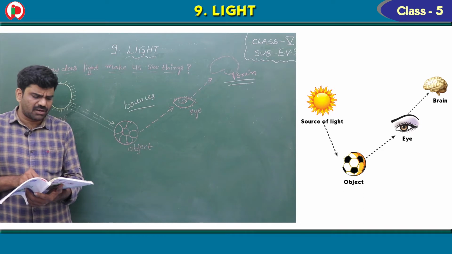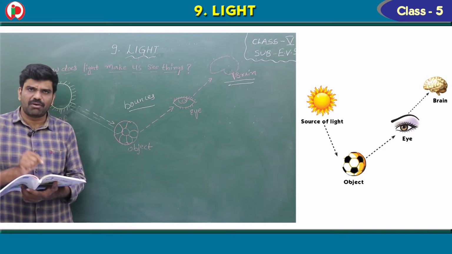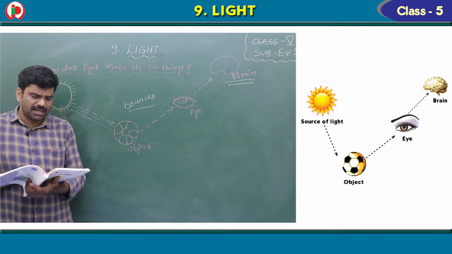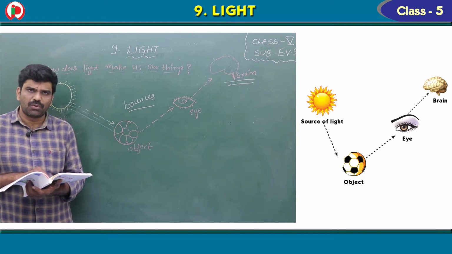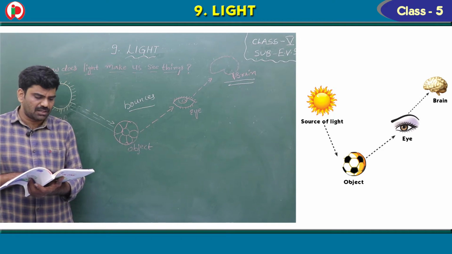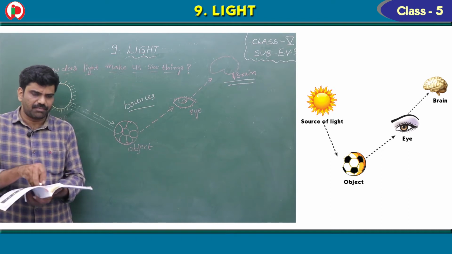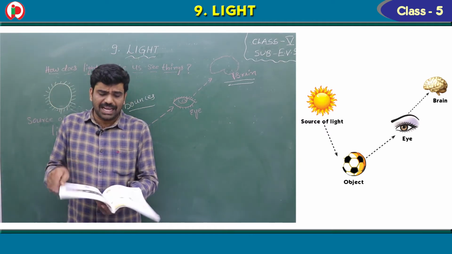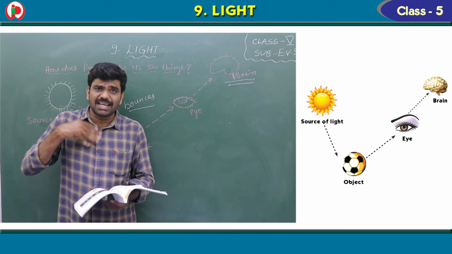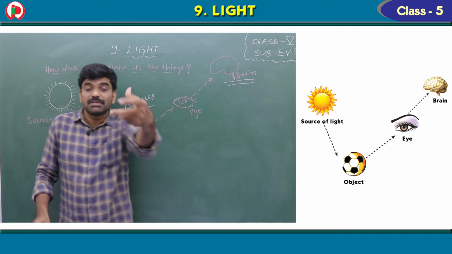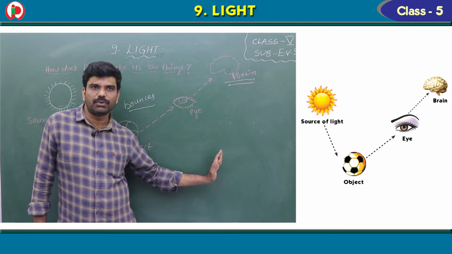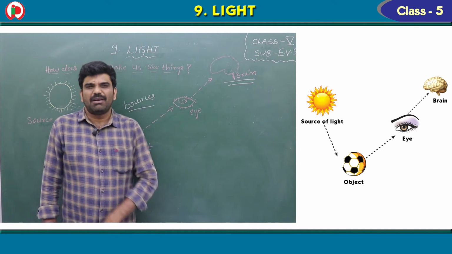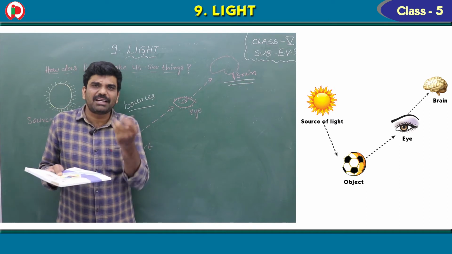Not all objects around us emit light. This is very important, children. Not all the objects around us emit or produce light of their own. They are visible to us because of light that falls on them. See children, this book is visible to you, the chalk piece is visible to you, myself is visible to you, you are visible to me, the board, the fan, the chair are visible to you. That means all these objects are not emitting light.